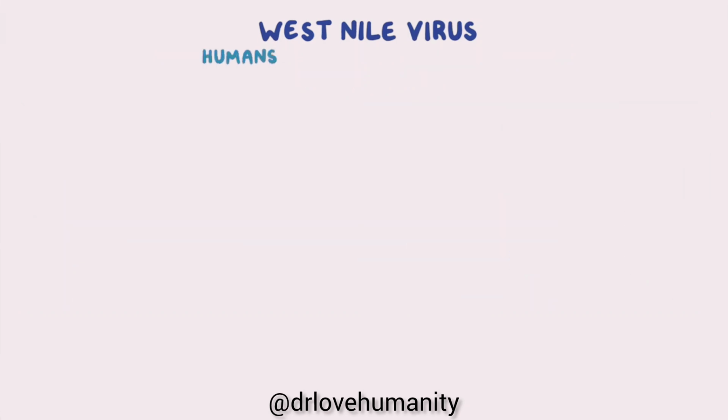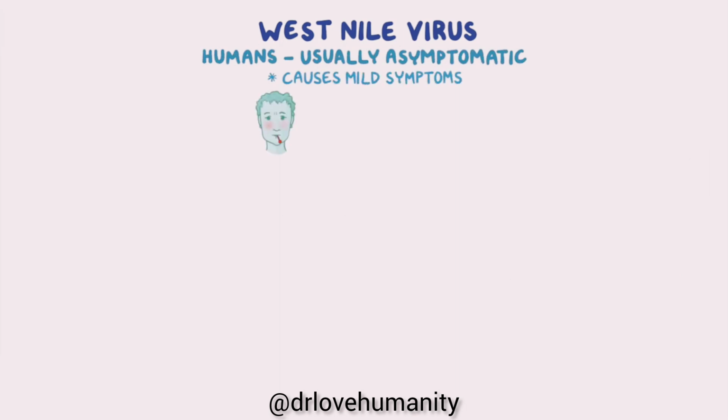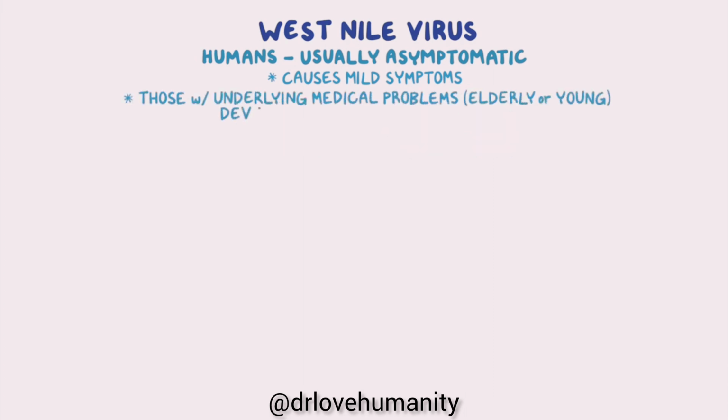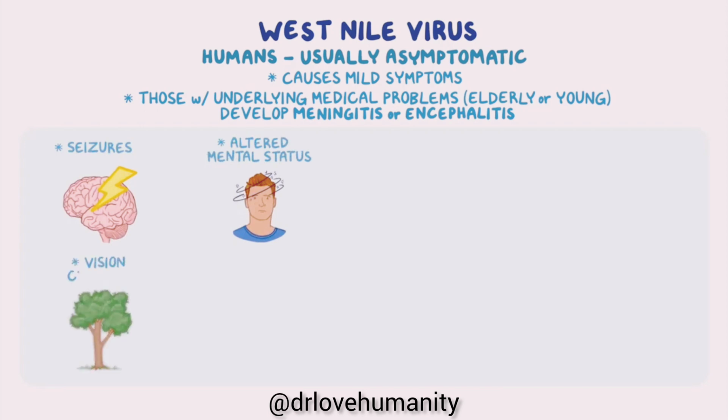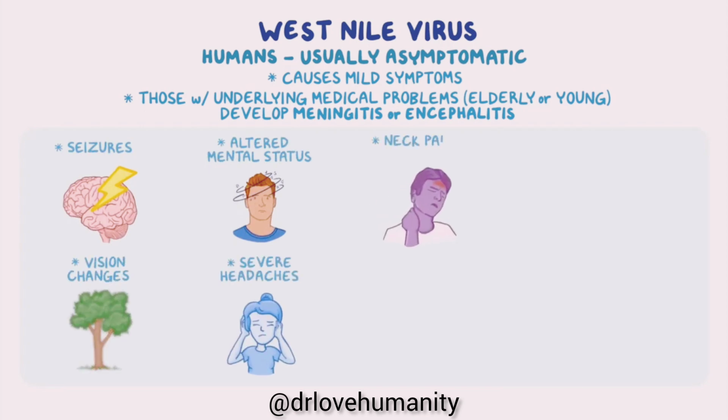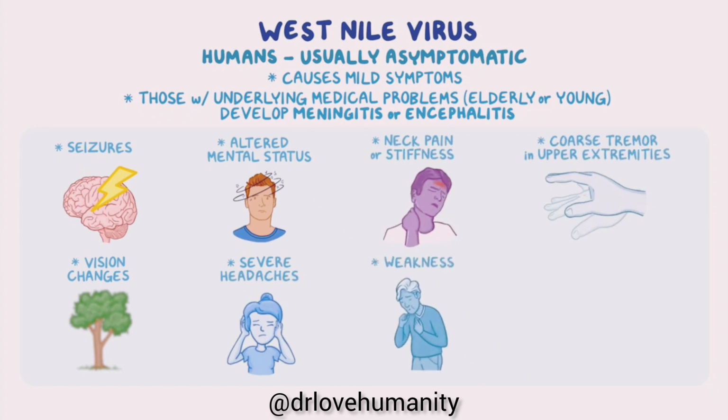Now, when humans get infected, it's usually asymptomatic or causes mild symptoms like fever, chills, headache, and vomiting. Only a few people, usually those with underlying medical problems, the elderly or young, develop meningitis or encephalitis. These conditions can present with seizures, altered mental status, vision changes, severe headaches, neck pain or stiffness, and coarse tremor in the upper extremities. In a few cases, weakness becomes severe enough to require mechanical ventilation.